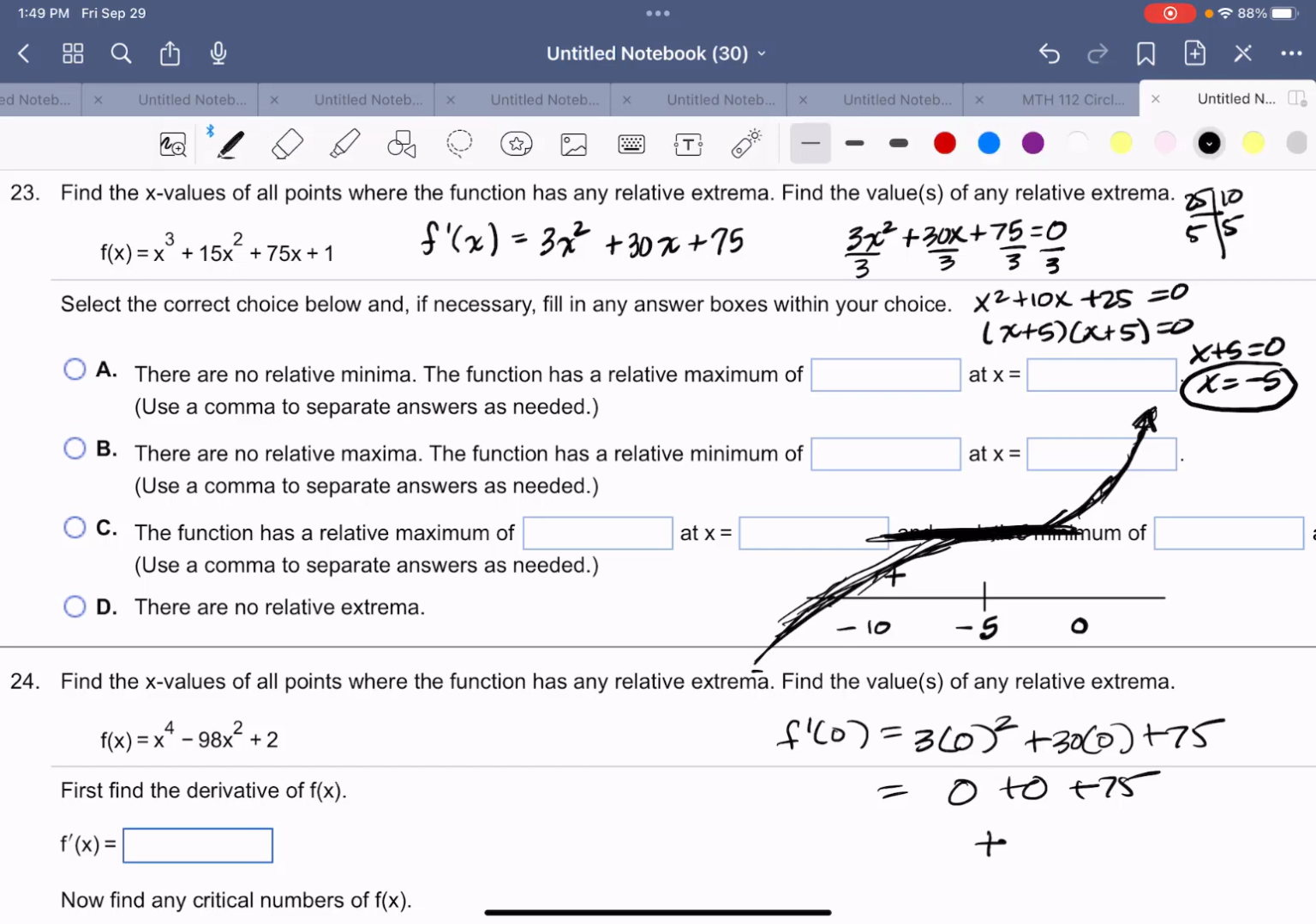So in the case of this function, there are no relative extrema because it never changes from a positive, which is increasing, to a negative, which is decreasing, or from a negative decreasing to a positive. It always has a positive derivative, which means it is always increasing, and therefore no relative extrema.